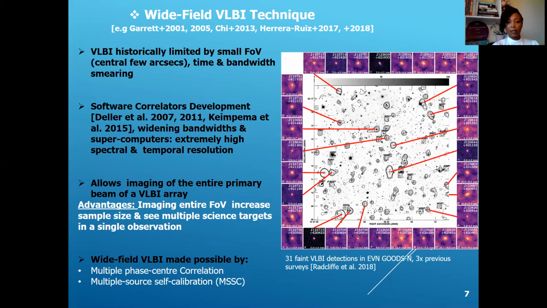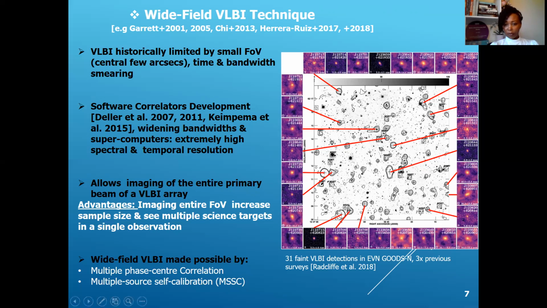Historically, the VLBI technique has been limited by a small field of view, whereby we've only been able to image the central few arcseconds. And this was further compounded by time and bandwidth smearing. However, recent developments in correlators, increased bandwidth and supercomputers have enabled correlation of the VLBI data at extremely high spectral and temporal resolution, which has in turn allowed the imaging of the entire primary beam. The advantage of imaging the entire field of view is that it increases the sample size and you're able to see multiple science targets in a single observation.